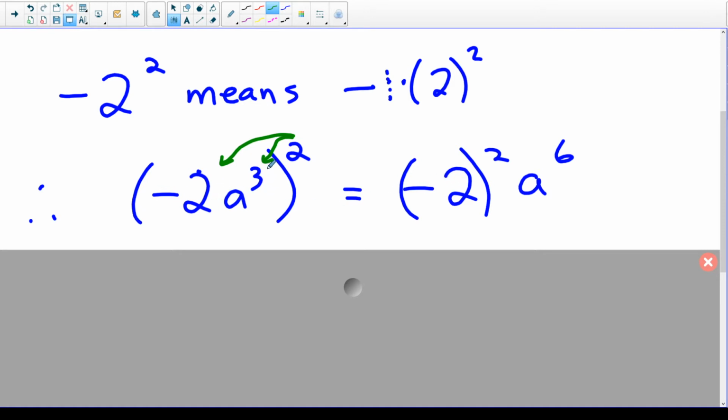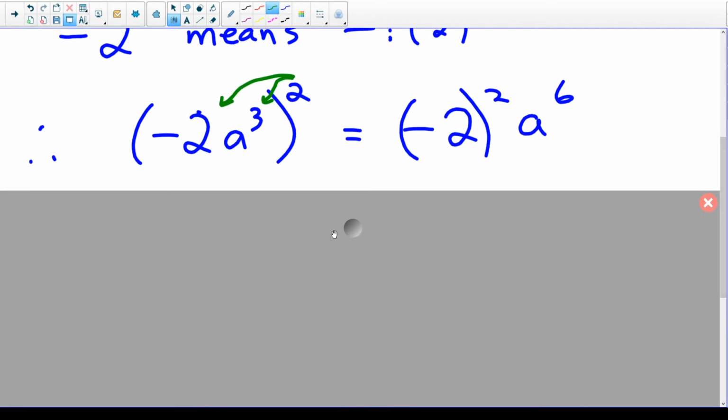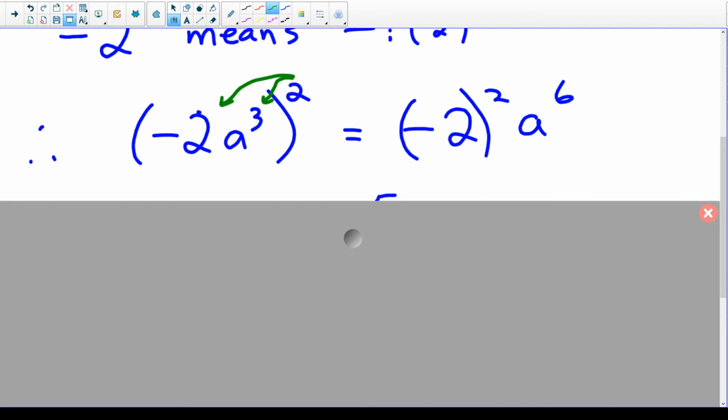And remember, what does all of this mean? It means all of that base, there are two of them multiplying each other. So that means it's -2 times -2 and a to the 3 times a to the 3. So you technically are supposed to put the -2 in a bracket before you square it. So that would become 4a to the 6, which I'm not going to write the answer for. Okay?